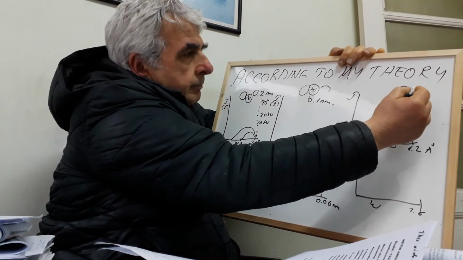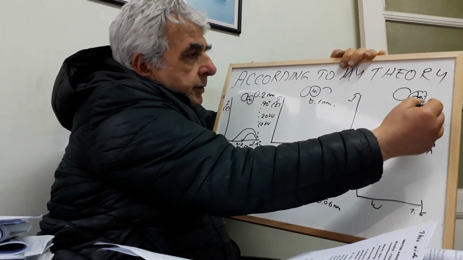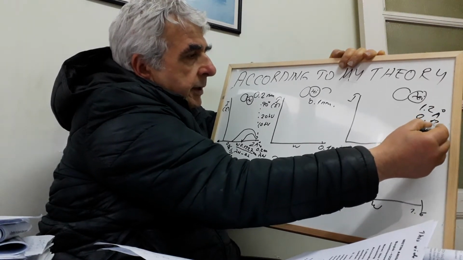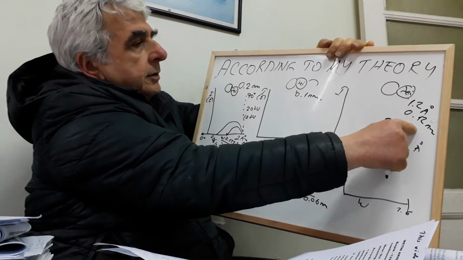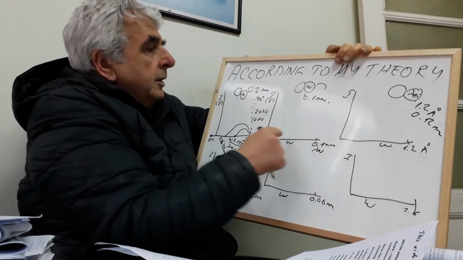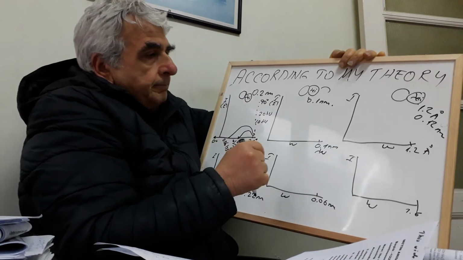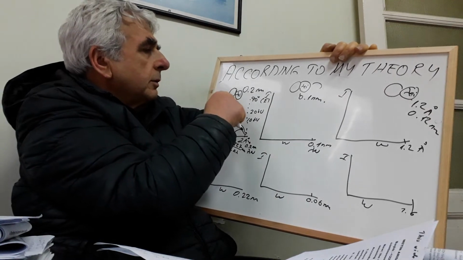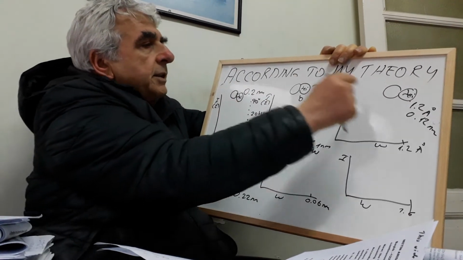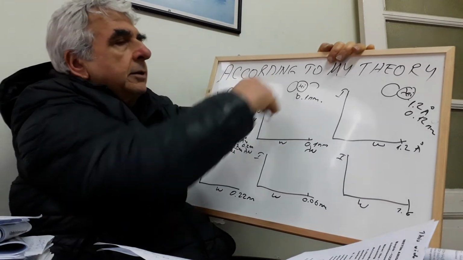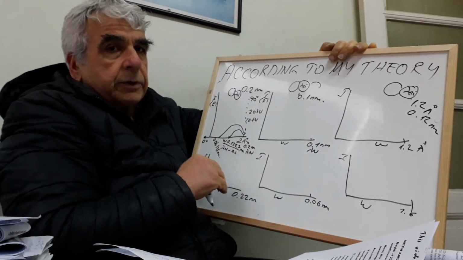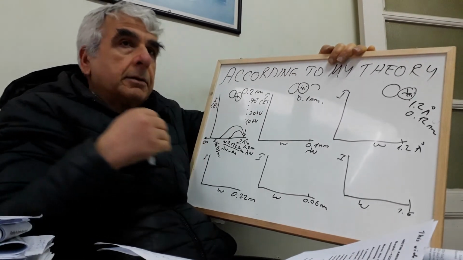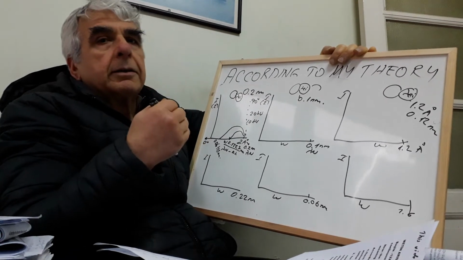Here, 1.2 angstrom or 0.12 nanometer. Different. Bigger than this. Smaller than this. If we apply voltage to these different wavelength free electron motion forms to make them gain velocity, what will happen?